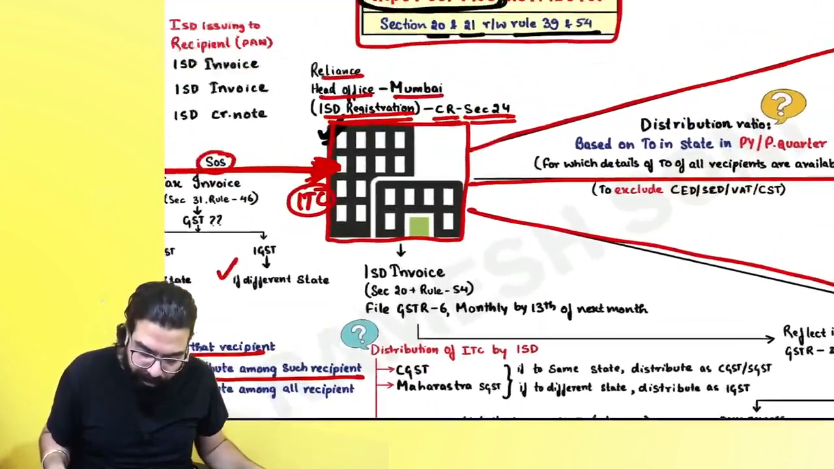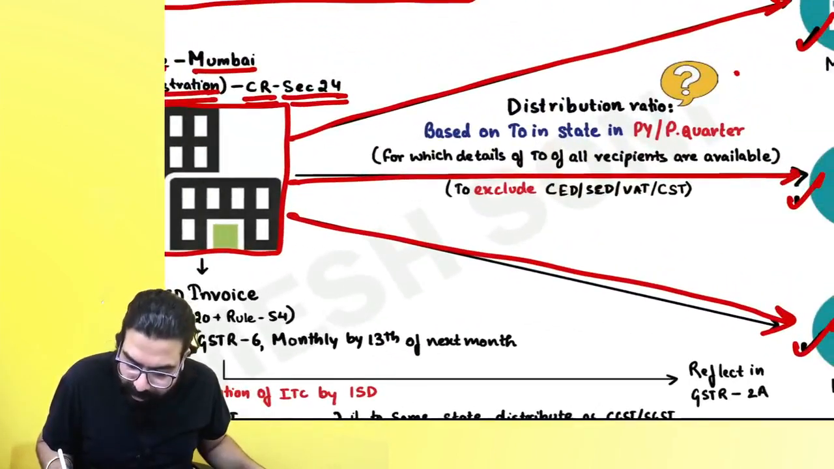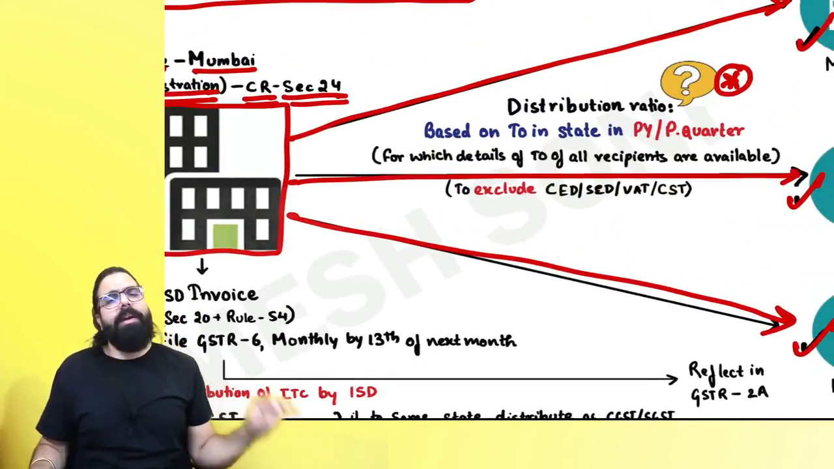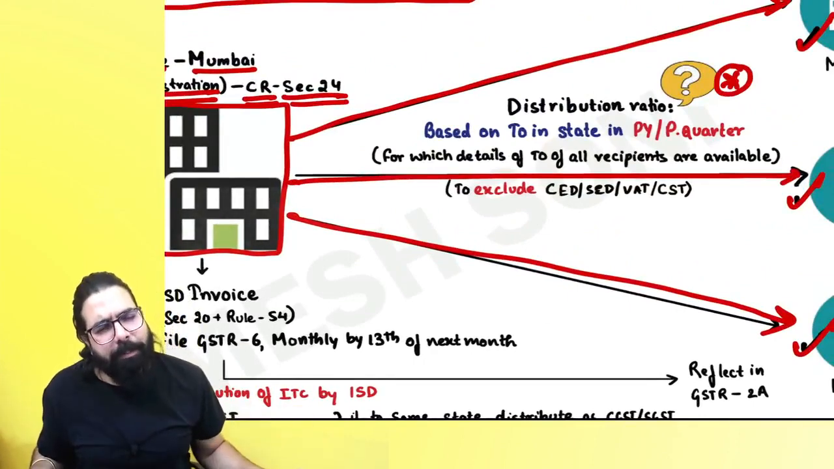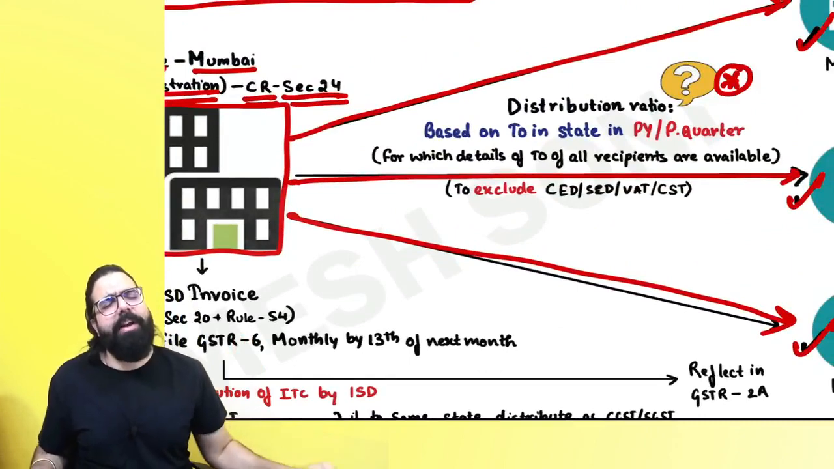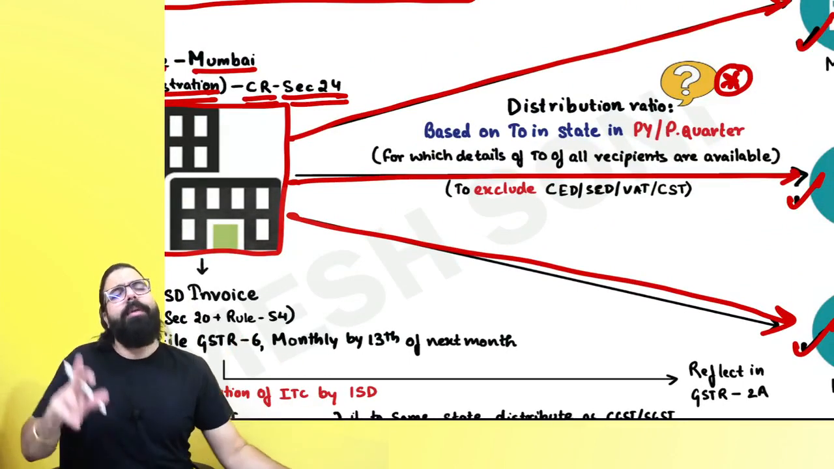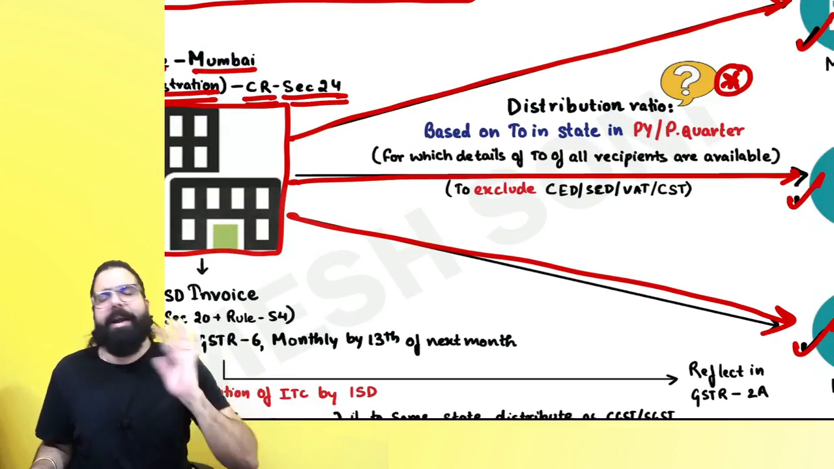The second point which you have to remember over here is that whenever the distribution is done by the ISD, the distribution is done on the basis of turnover of the preceding year when all the branches were available.